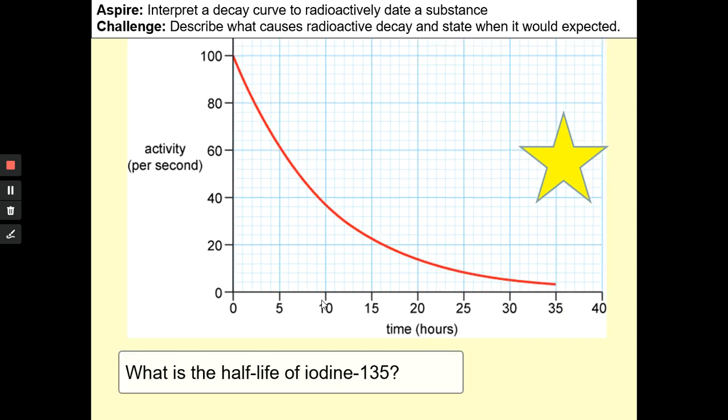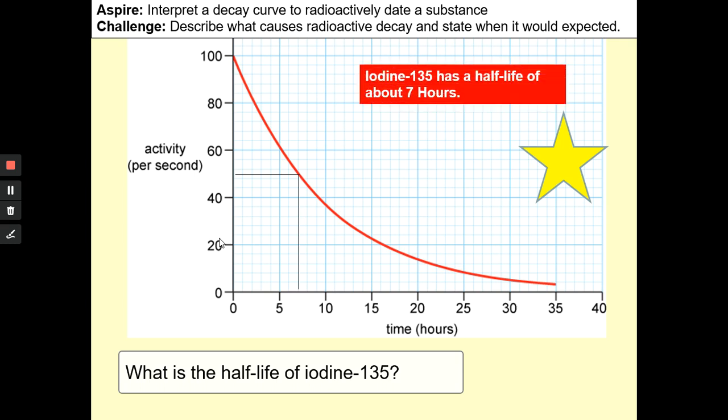Here's another half-life curve. This one, it's a different isotope of iodine, iodine-135. Work out the half-life from this one. Pause the video, have a go. So drawing our line across at 50 and down to that scale, reading the time scale there, you should have worked out that that has a half-life of 7 hours. So that's just double checking that you were okay with last lesson.